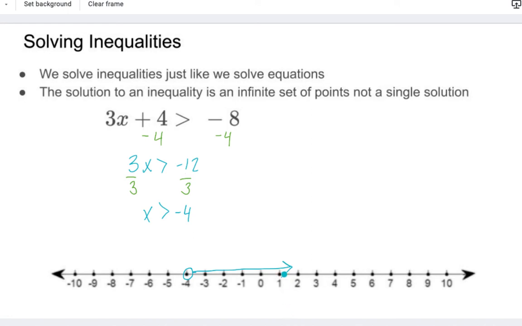So I only drew it this far, but since it's an arrow, it means it goes on for infinity. So 10 is included, 9 is included, 100 is included. Everything to the right of -4 on a number line is part of the solution set.